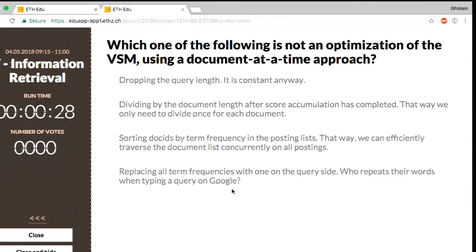Or maybe we can sort the document IDs in the index by term frequency, and that way it's more efficient to traverse the document list. Or we could replace all the term frequencies with one on the query side, because why would you be repeating your words in a query? If you type a query on Google, you probably don't repeat your terms several times. So on the query side, in this SMART notation, for the term frequency, just use a 1 if it is in the query or a 0 if it is not. So one of these 4 is actually just made up and is not something that we do. The other 3 are actually optimizations that work in practice. So pick the odd one out.